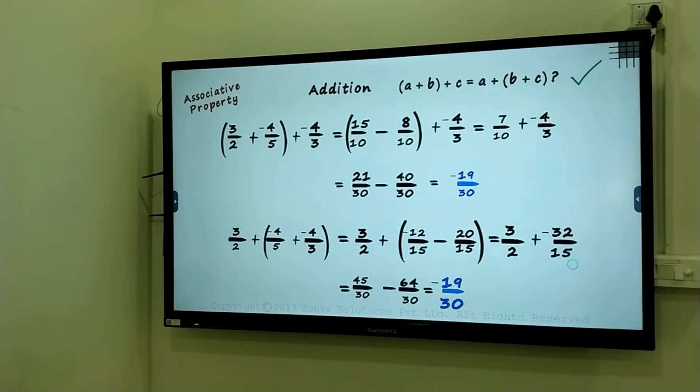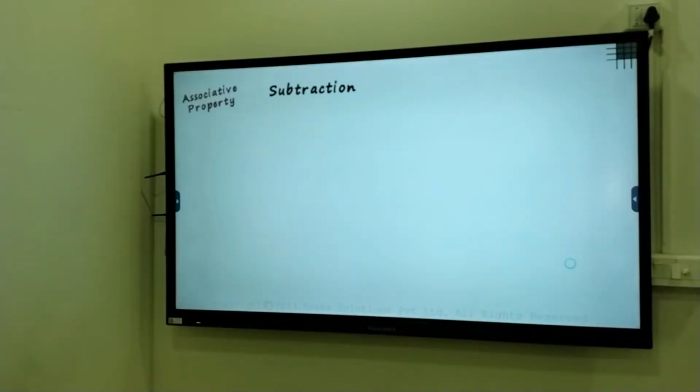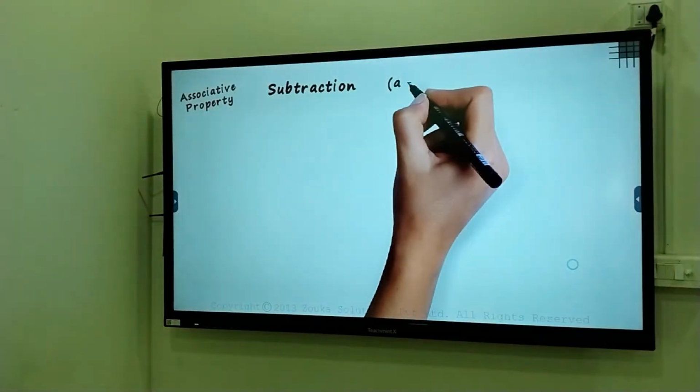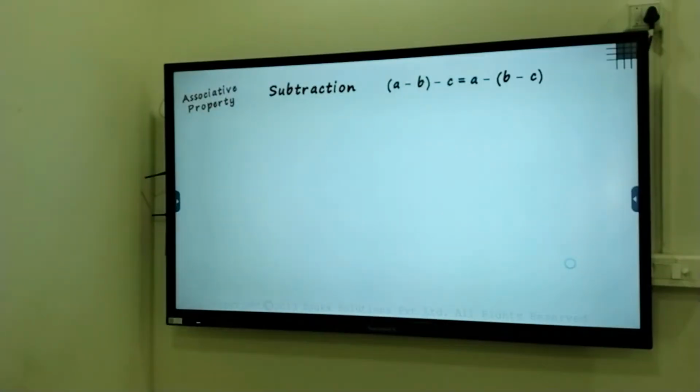I know one example is not enough to prove anything. So to be sure, please solve a few examples on your own by choosing three random rational numbers. Let's move on to the next operation. To see if the property is true for subtraction, we need to check if (a minus b) minus c equals a minus (b minus c). We choose three random numbers again.